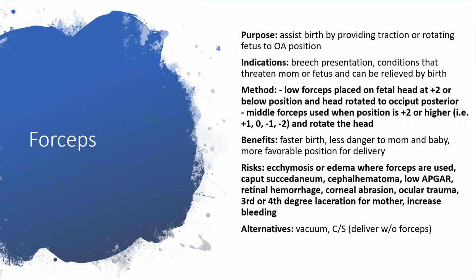Okay, forceps are to assist the birth by providing traction or rotating the fetus to an occiput anterior position. This is indicated in a breech presentation or a condition that threatens the mom or fetus that can be relieved by birth. The method of this is, the low forceps are placed on the fetal head at a +2 or below position, and the head is rotated to the occiput posterior.